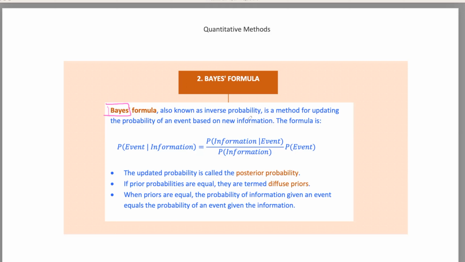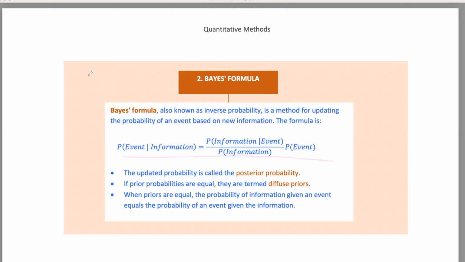Bayes' formula helps us tweak probabilities when we get fresh info. In the finance world, this formula is like our secret weapon for adjusting risk assessments on the fly. Now, what's Bayes' formula? Well, it's like this magical math trick that lets us update our probabilities based on shiny new data. It looks something like this.